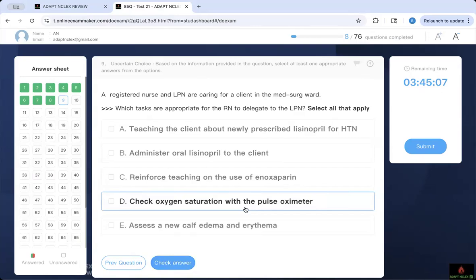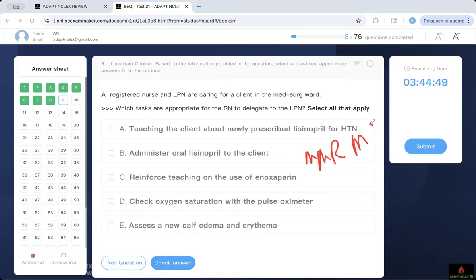Number 9, delegation. A registered nurse and LPN are caring for a client in the med-surg ward. Which tasks are appropriate for the RN to delegate to the LPN? That means MMR most. And what is that? Most medication, monitor, reinforce, give most medication, provide stomach care, and tube feed, specialized tests. That's all. I see teaching.